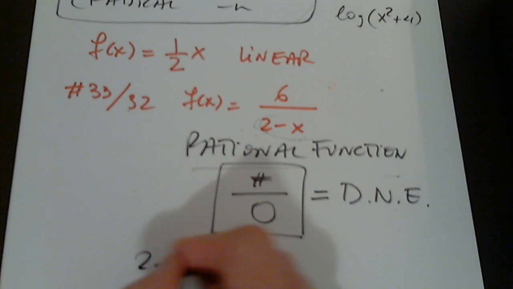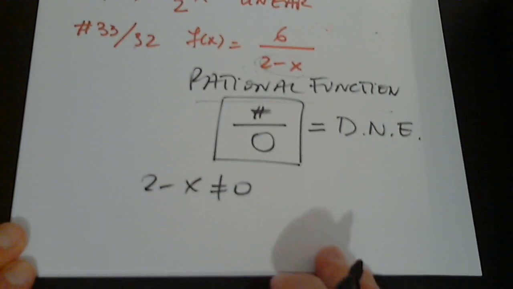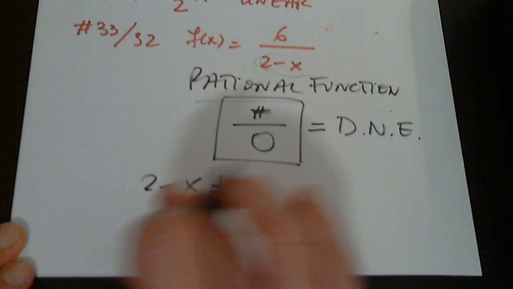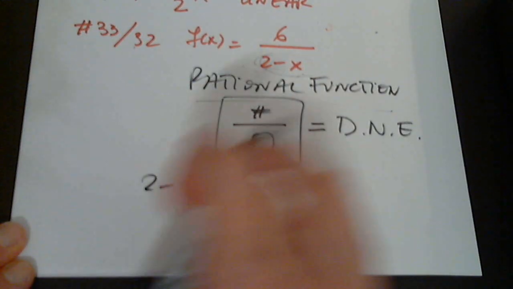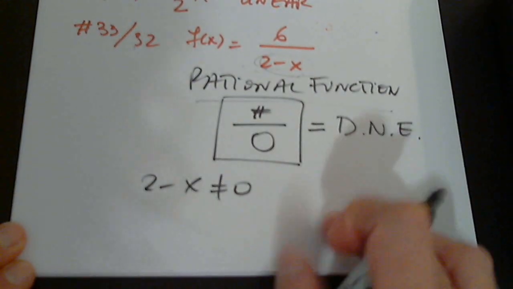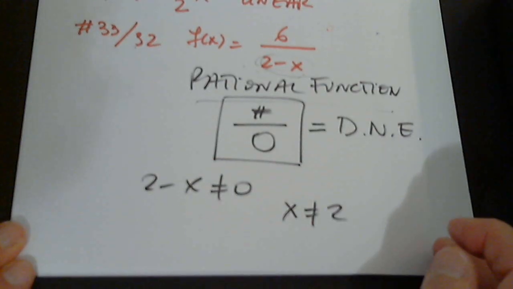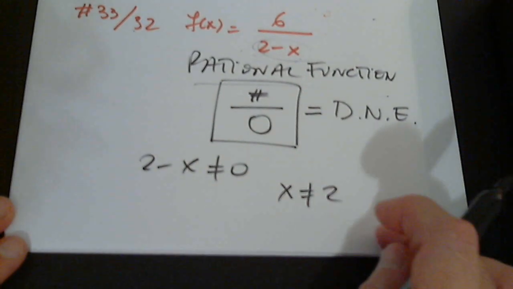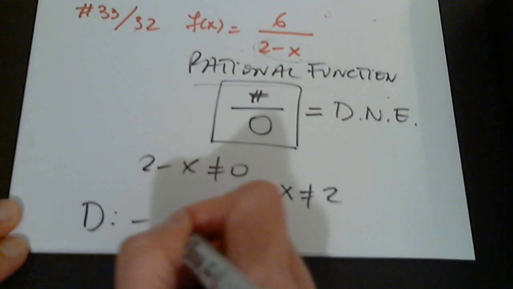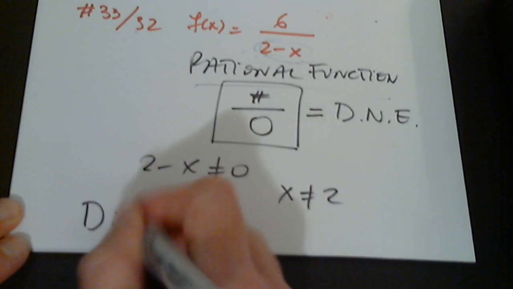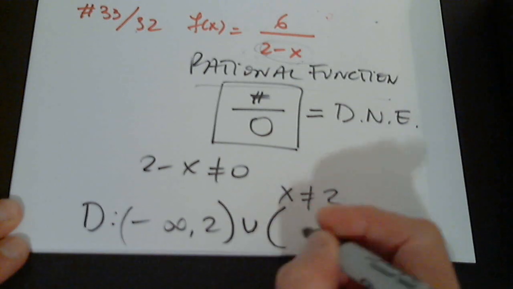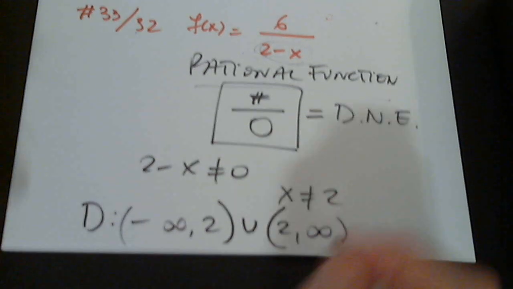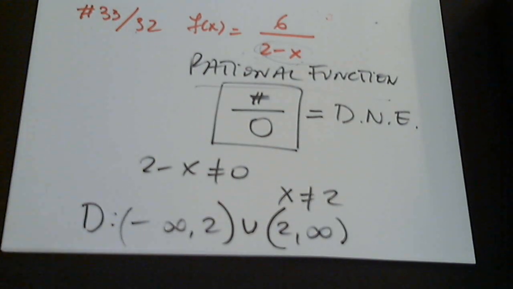So 0 in the denominator is the issue with any rational function. Therefore, I have to write that 2 minus x cannot equal 0. I move negative x to the other side. When I move a term from one side to the other, I change its sign. So it's negative here, it becomes positive here, so x does not equal 2. In interval notation, we have to write the domain as negative infinity to 2, not including 2, union 2, not including 2, to infinity. So 0 in the denominator is not allowed.